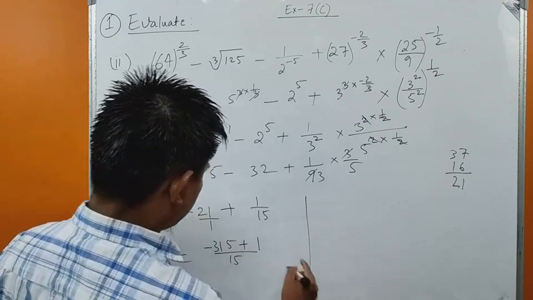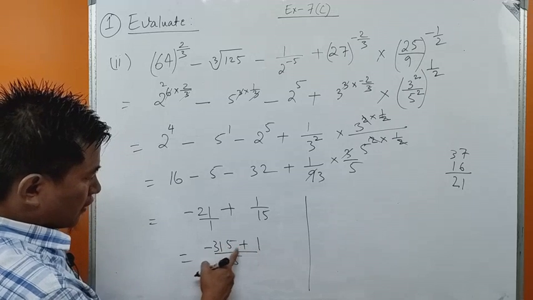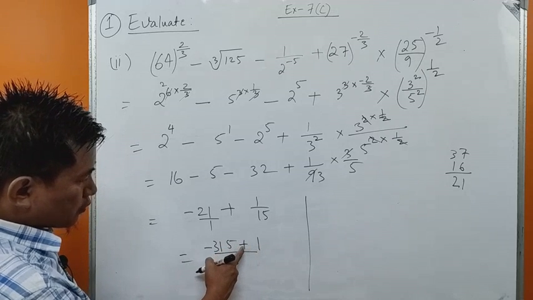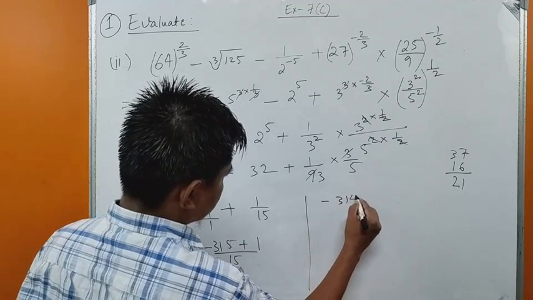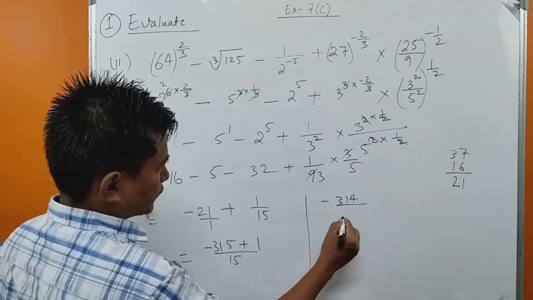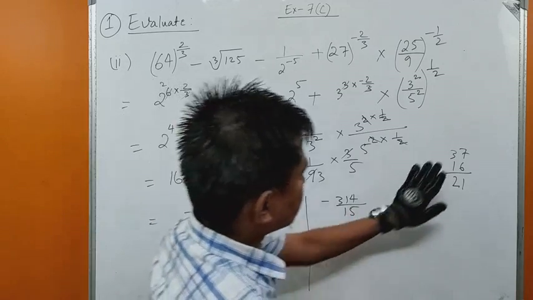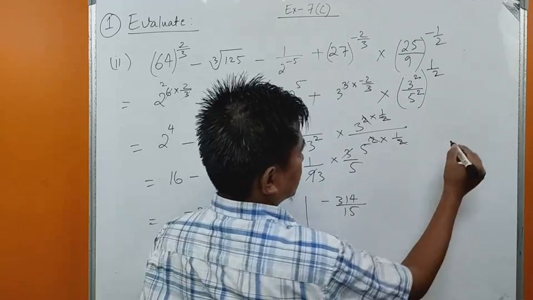Let me continue here. 315 plus 1. 315 is negative and this 1 is positive. So 315 plus 1 is minus 314 divided by 15, isn't it? So let me divide this number.